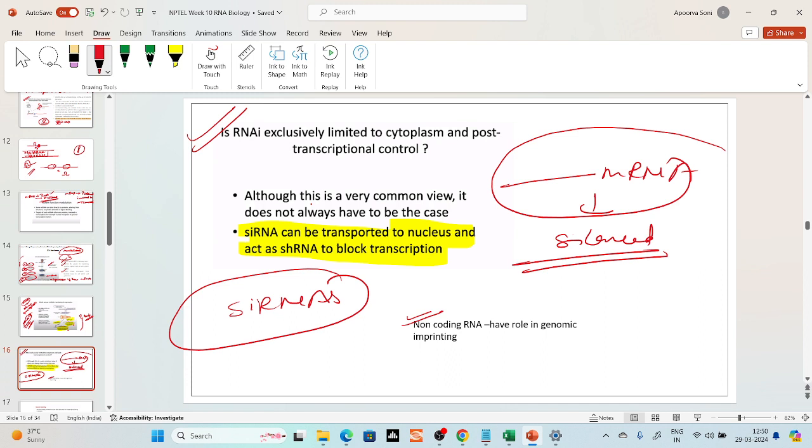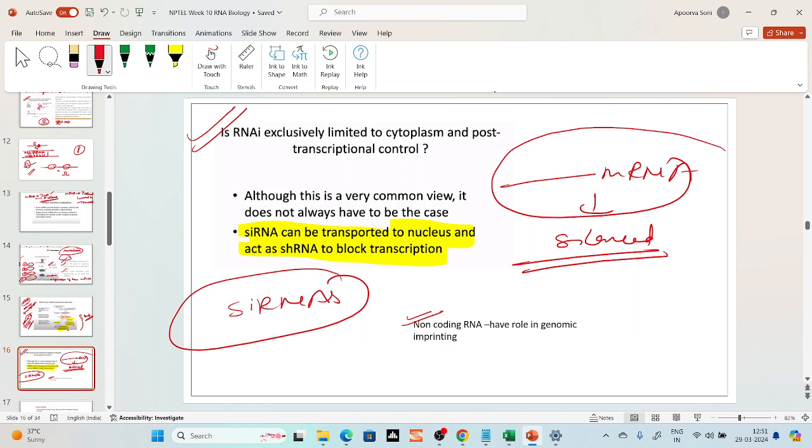This siRNA can go from the cytoplasm to the nucleus and then it can block the translation or transcription itself. And when it is inside the nucleus, it acts like shRNAs. Just like shRNA, it blocks the transcription and silences the gene. So in a similar manner, this siRNA also goes inside the nucleus and it blocks the transcription. So we can say from here that RNA interference is not only limited to the cytoplasm, it can also happen in some cases inside the nucleus also.